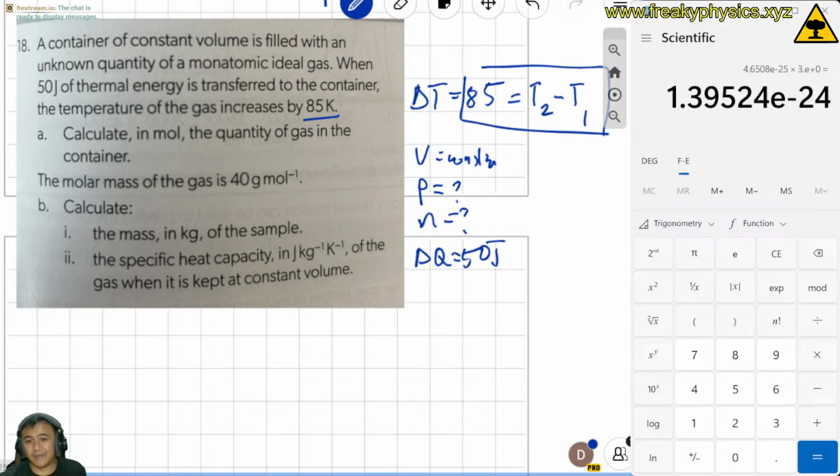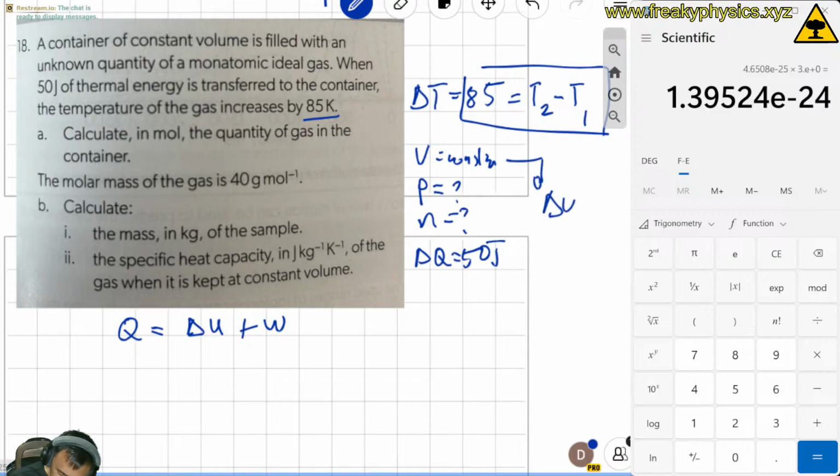Yeah, thermodynamics works. Okay. All right, we're going to have to do the equation for thermodynamics. Q equals delta U plus the work done. Now, since the volume is constant, this implies that W, the work done, is 0.